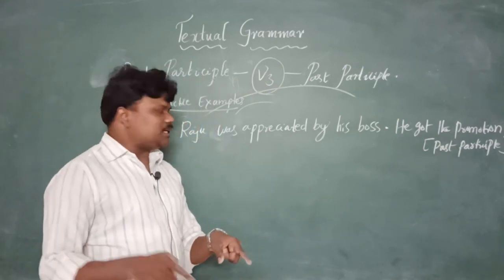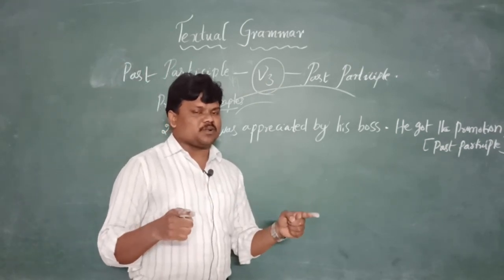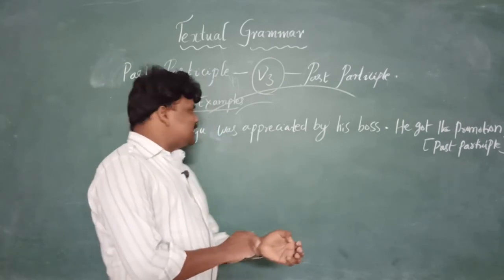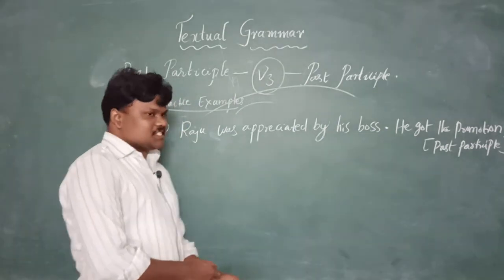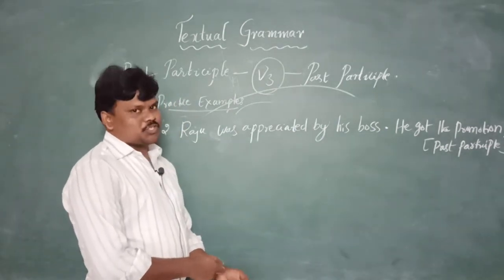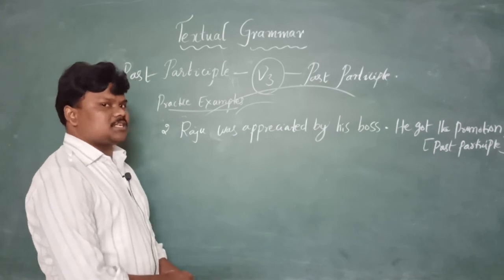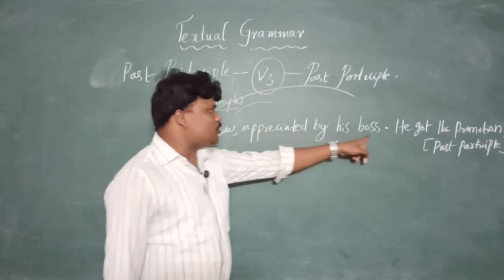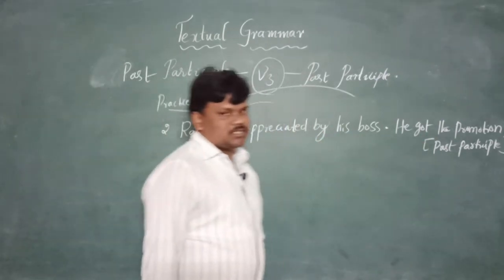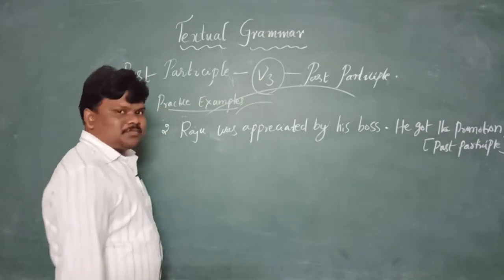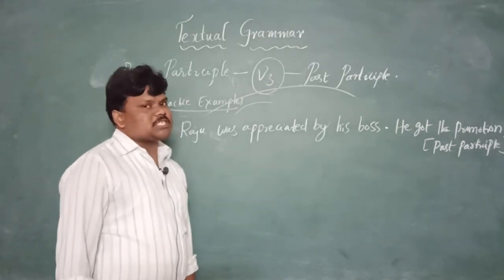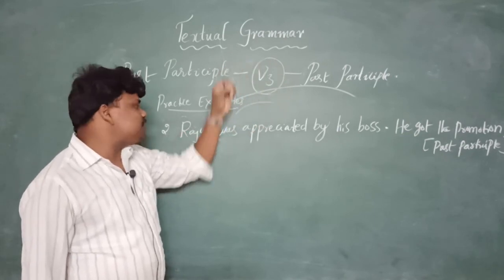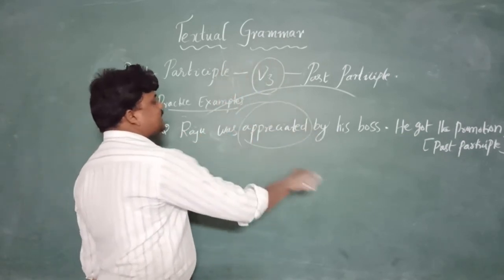If you want to combine two sentences with a past participle, you should remember immediately what a past participle is. Let's have a look at the question, clearly, and that too in the first sentence. The first sentence is very important. Raju was appreciated by his boss, full stop. He got the promotion. Now what is our duty? First and foremost, we need to identify where V3 is in the given sentence. What is the V3? Appreciated.